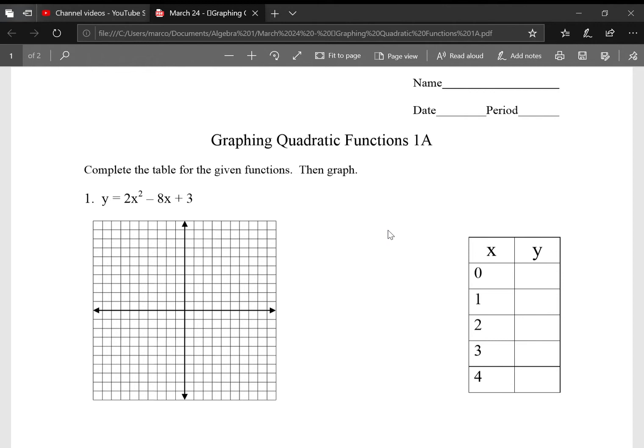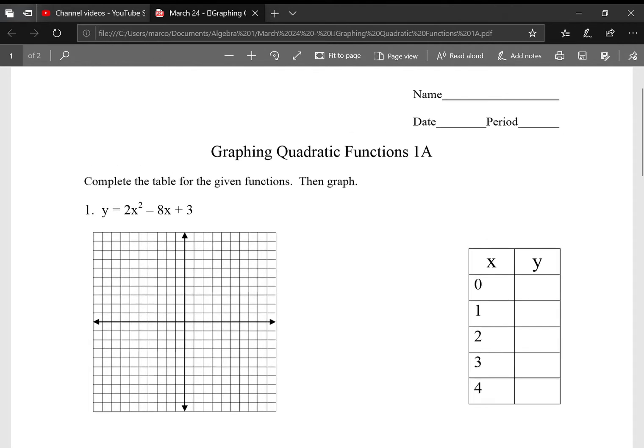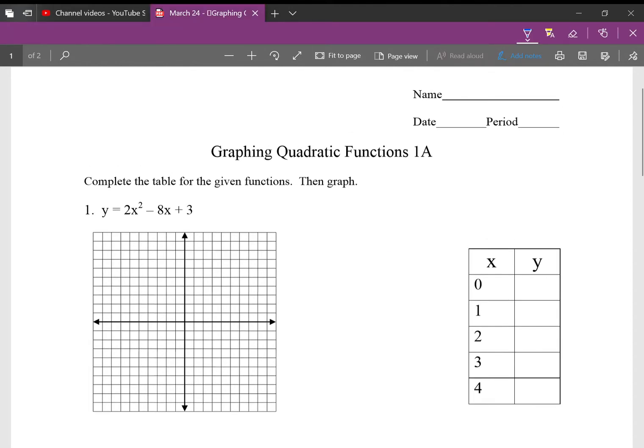I'm going to take my equation and start by substituting 0. Y equals 2 times 0 squared minus 8 times 0 plus 3, and I think you can all notice that 2 times 0 squared becomes 0, 8 times 0 also becomes 0, and all I'm left with is a positive 3. So in my table, my first y value would be 3. Not only is my y value 3, but this pair of numbers, 0, 3, is the first point I'm going to graph. So where would that be?